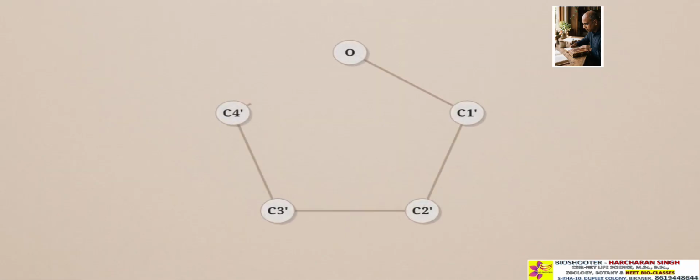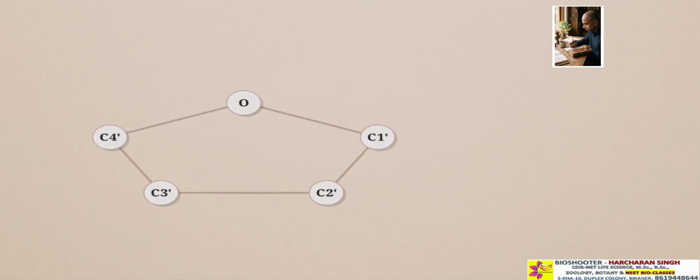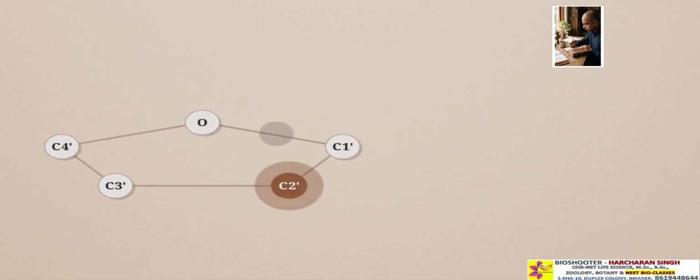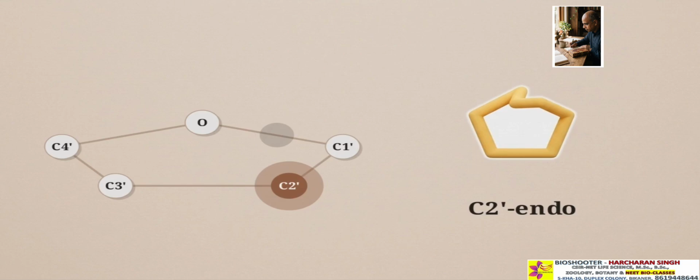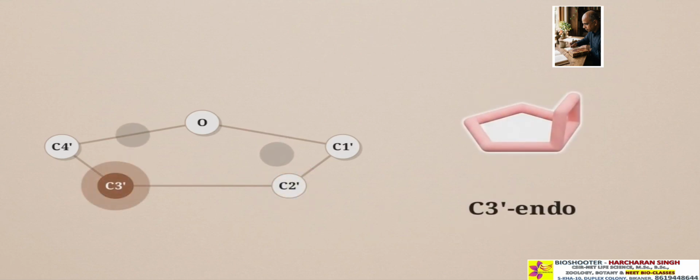The 2 primary structural states are defined by which carbon atom twists upward. In the C2' endo conformation, the carbon at the second position pushes up. In the C3' endo conformation, the third carbon twists out of the plane.